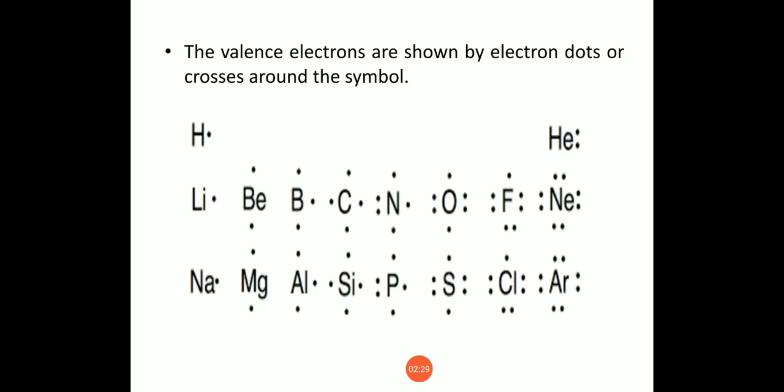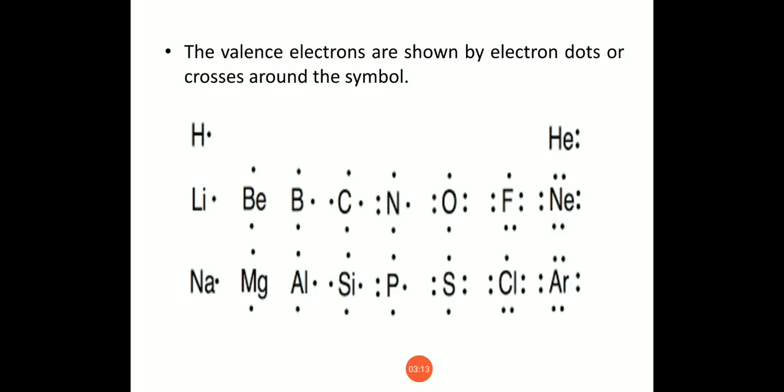Here we are going to see the Lewis symbols of some atoms. The valence electrons are shown by dots, either dots or crosses, around the symbol of an atom. These are some Lewis symbols. To represent the Lewis symbol of an atom, first you have to write the symbol of that atom, and you can represent the number of valence electrons by dots or by crosses. That is all about Lewis symbol.